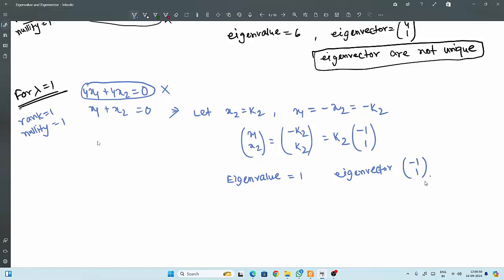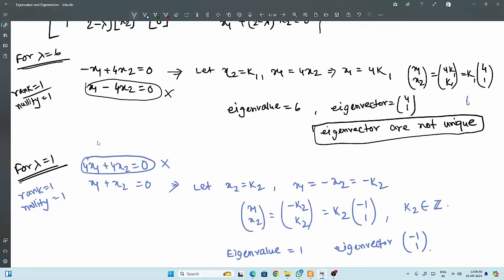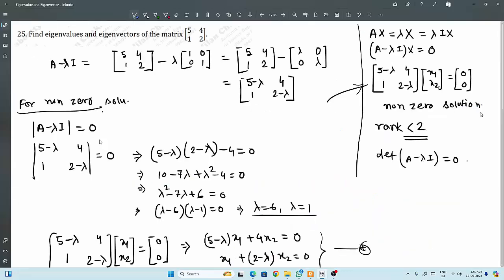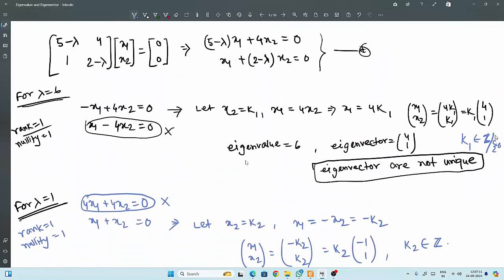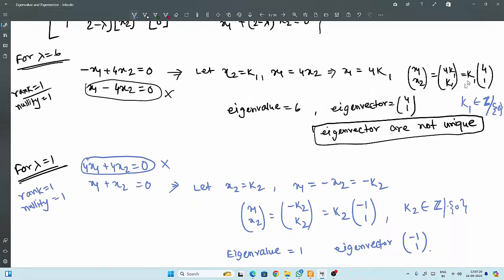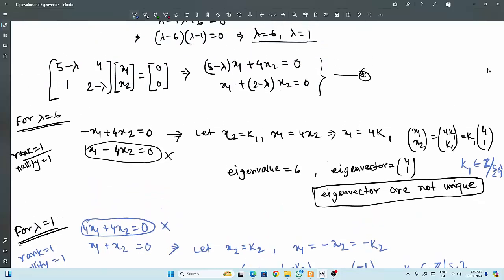But others are the k2 multiple of that, where this k2 belongs to Z, any integer value, and k1 also belongs to Z, any integer value you can take, positive or negative, but this is not equal to what? 0. Always remember that very clearly, that it is Z except the value 0. Because if you give k1 equal to 0 and k2 equal to 0, then the whole term will vanish and the eigenvector will be 0, 0, and it is not permissible. So k1 is any non-zero value belonging to Z, and it will give you another eigenvector. So this is the process of finding the eigenvalue and eigenvector.